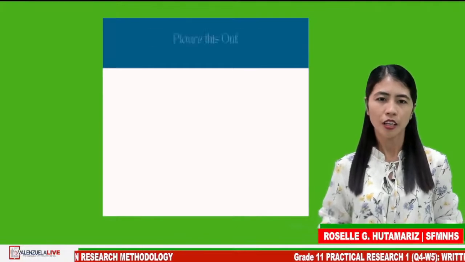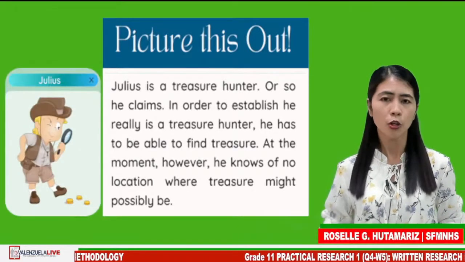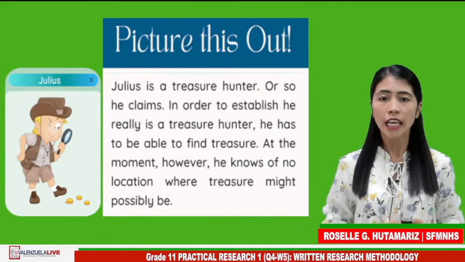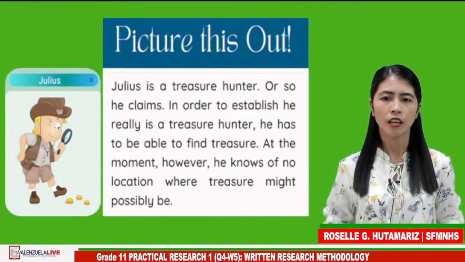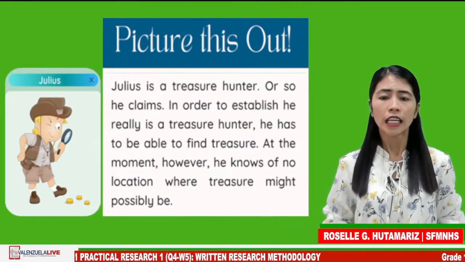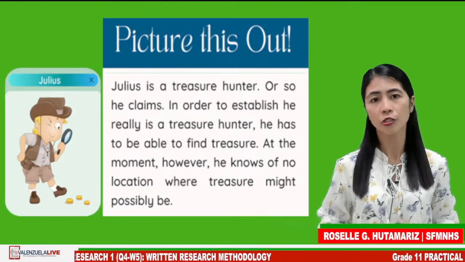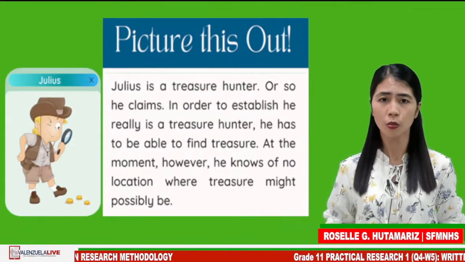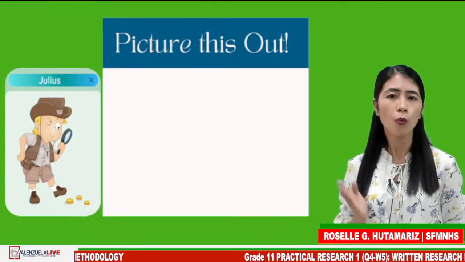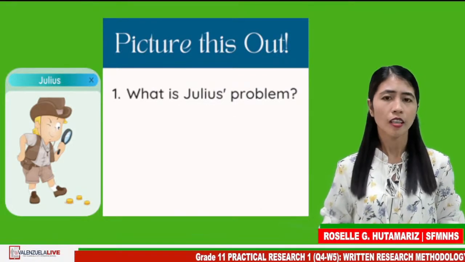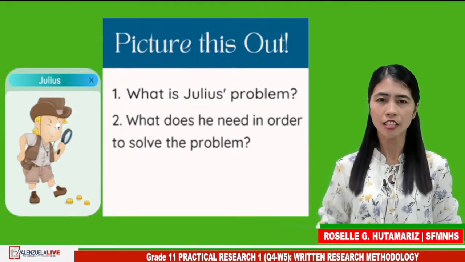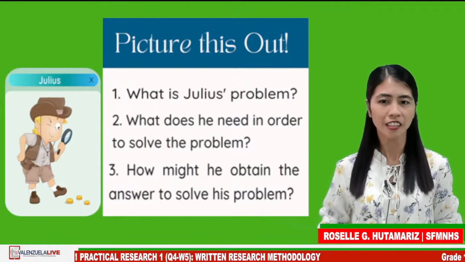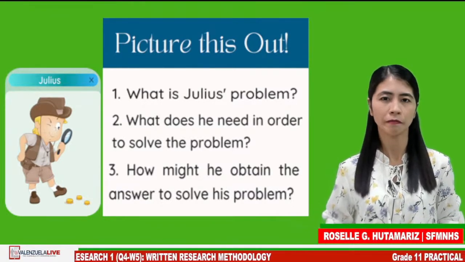Picture this scenario. Julius is a treasure hunter, or so he claims. In order to establish he really is a treasure hunter, he has to be able to find treasure. At the moment, however, he knows of no location where treasure might possibly be. Now, think of how you might answer these questions. First, what is Julius' problem? Second, what does he need in order to solve his problem? Lastly, how might he obtain the answer to solve his problem?